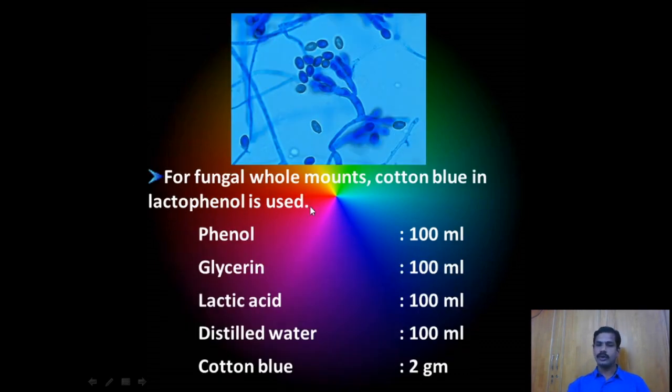For fungal mounts, cotton blue dissolved in lactophenol is used, and that is prepared by dissolving 2 gram of cotton blue in a mixture of phenol, glycerin, lactic acid and distilled water, 100 ml each.